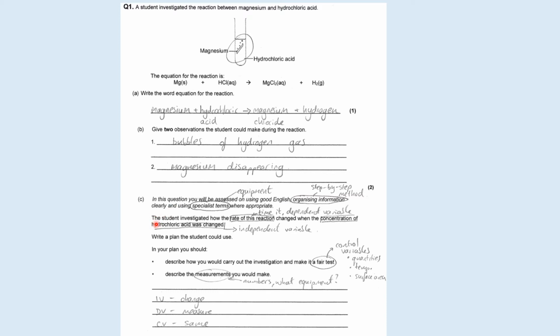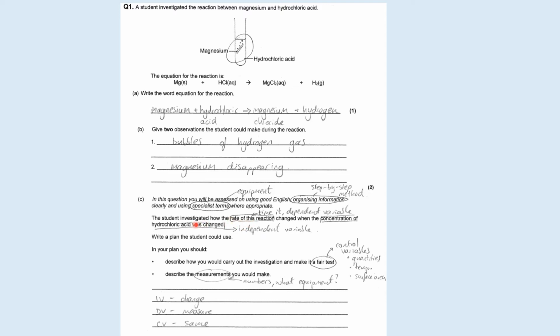So what's the actual question? It says, the student investigated how the rate of this reaction changed when the concentration of hydrochloric acid was changed. So the concentration of hydrochloric acid is the thing that you are going to actually be changing in the experiment. So if that's the thing you are going to change, that is the independent variable.